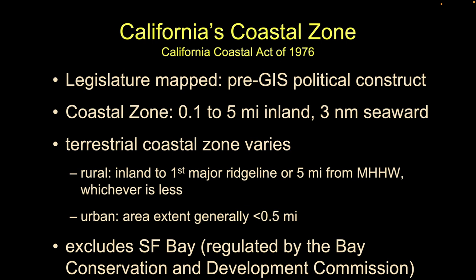Okay, so the complex part is the terrestrial sites. That's what I want to talk about for a second. Where we are not in an urban area, where we're not next to a big city, most of that coastal zone is going to go either to the ridge line of the coastal mountain range, if there are mountains right up against that part of the coast, or it'll go to 5 miles inland. But it's never farther than 5 miles. In the urban areas, they're almost all less than a half mile, and many of them are much tighter in than just a half mile. So we see this rural-urban divide and how it's played out. And again, this is for the Coastal Commission coastal zone, so this does not apply inside San Francisco Bay. San Francisco Bay has its own rules.